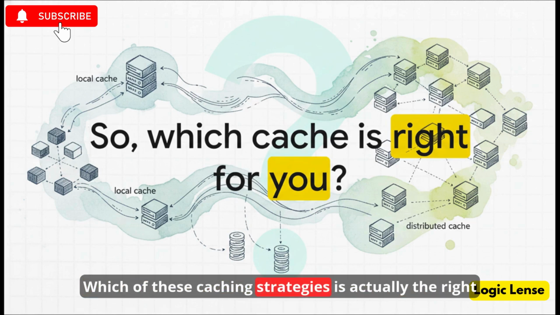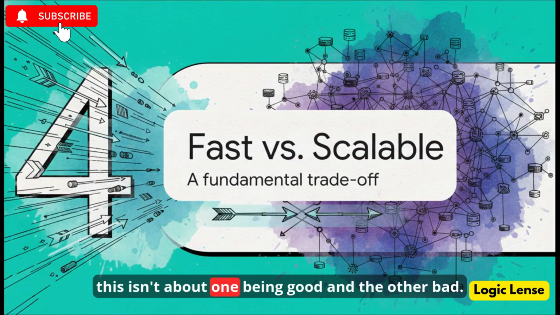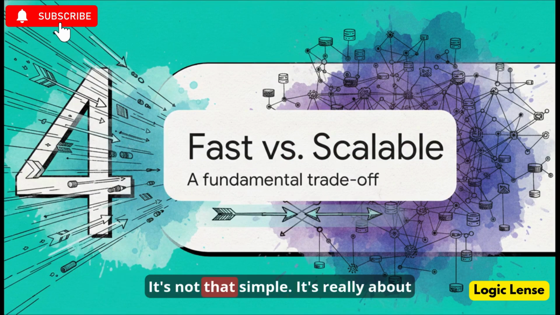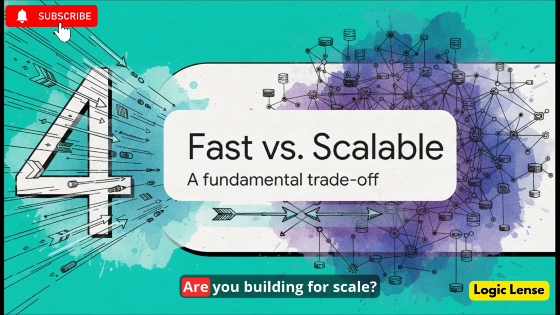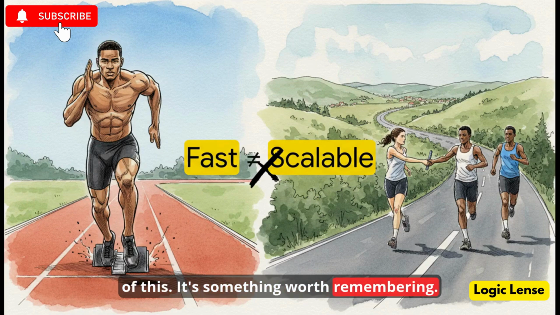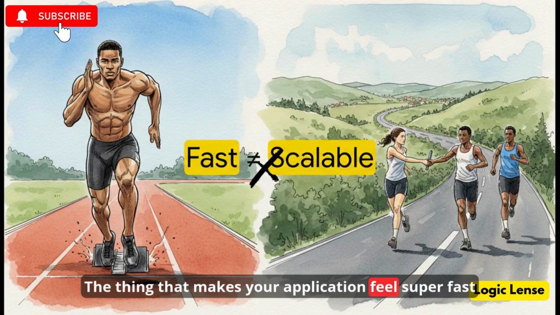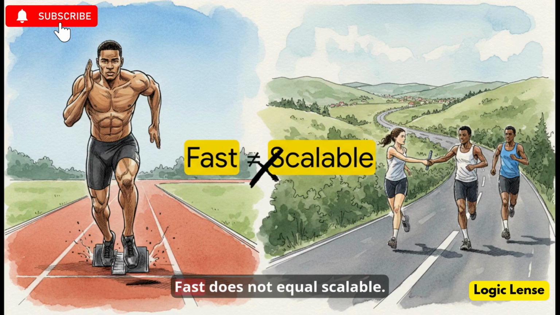Which of these caching strategies is actually the right fit for your system? And look, this isn't about one being good and the other bad. It's not that simple. It's really about understanding a fundamental trade-off. Are you trying to optimize for raw speed, or are you building for scale? And here is the absolute key takeaway from all of this. It's something worth remembering. The thing that makes your application feel super fast in a simple environment is not the same thing that will allow it to be scalable in a complex one. Fast does not equal scalable.